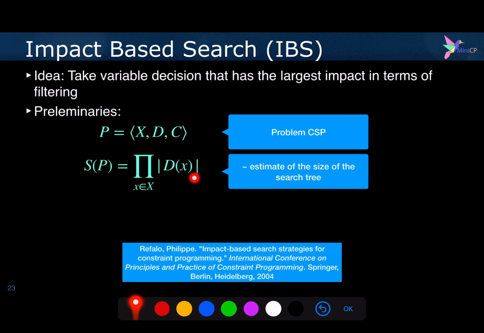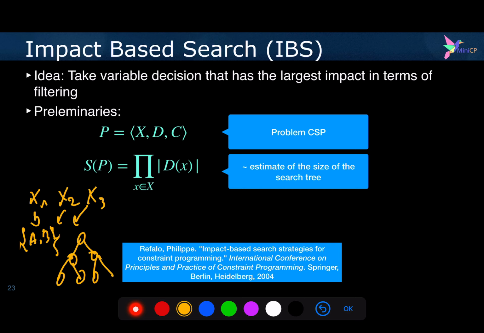It's an upper bound on the size of the search tree. In that case, it is the Cartesian product of the domain sizes. So if you have three variables, x1, x2, x3, each of them has a domain, let's say {a, b}. The largest possible search tree that you can have is this one. Okay, and so it's really the Cartesian product of the domains. So you would have 2 times 2 times 2, which is this search tree.